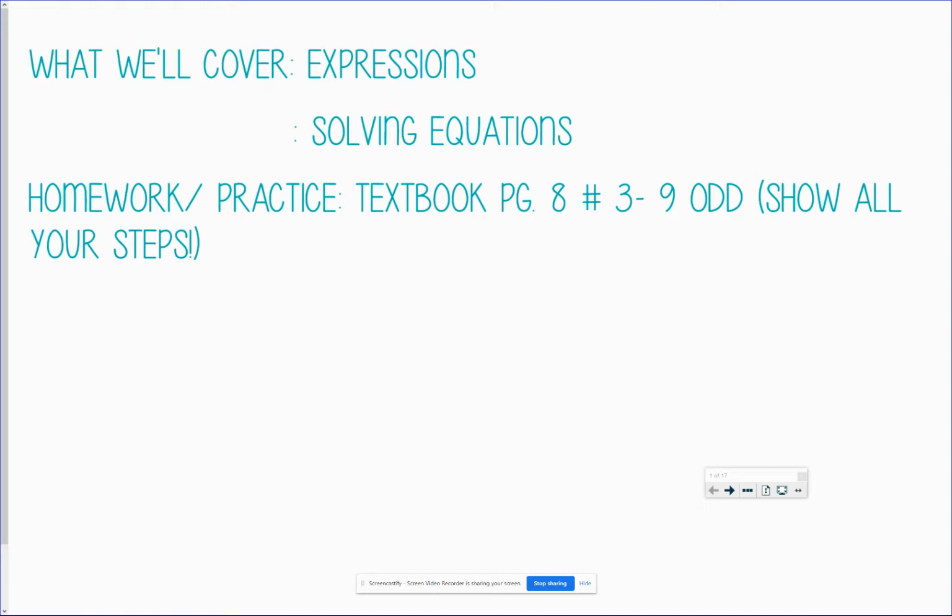Here's what we're going to talk about today. We're going to do a little recap about parts of expressions, and then we're going to jump into our first full new lesson for the year, which is going to be solving equations.